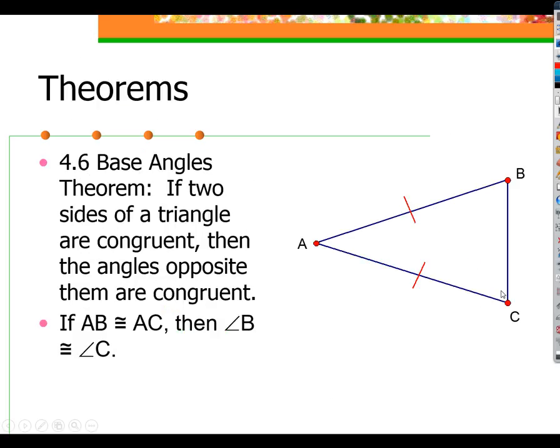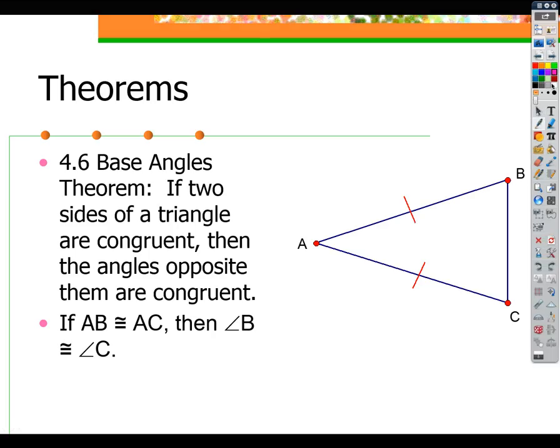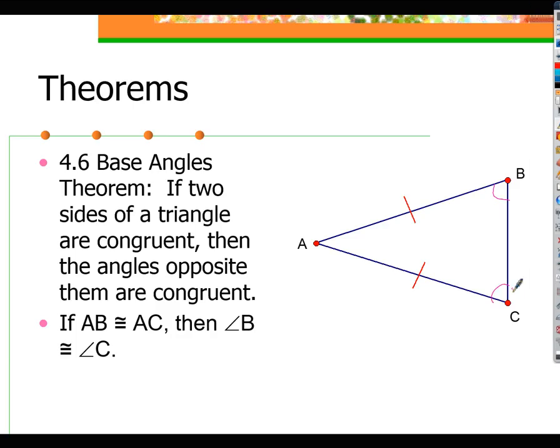What are some things we know about isosceles triangles? Well, the base angle theorem says that if two sides of a triangle are congruent, so it's isosceles, then the opposite angles are also congruent, right? So if these sides are congruent, then guaranteed the base angles are also congruent. That's the base angle theorem.